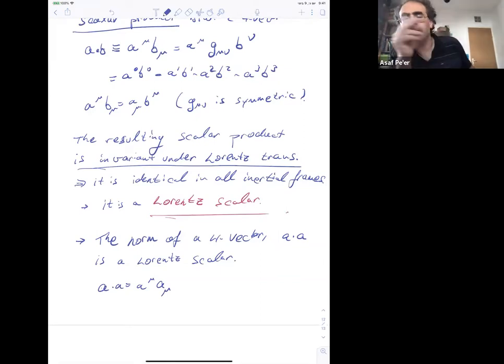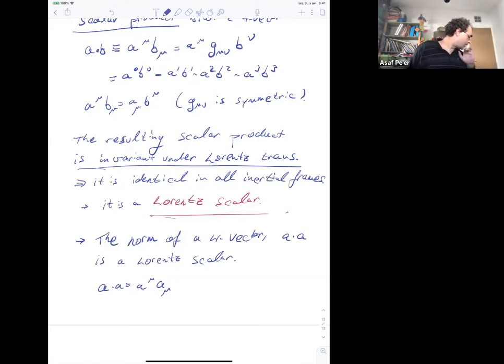You know, the norm of a vector in Euclidean space that you're familiar with is always going to be positive. But in relativity, the norm of a vector does not have to be positive. And it can also be negative, right? That depends, because we have this minus sign here.